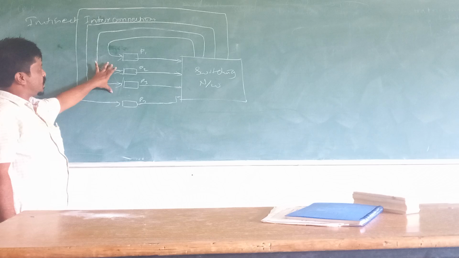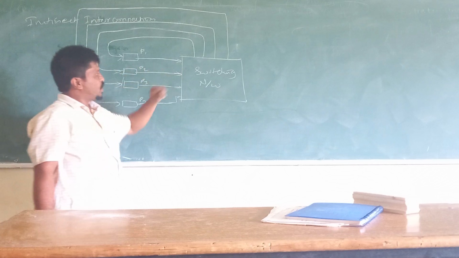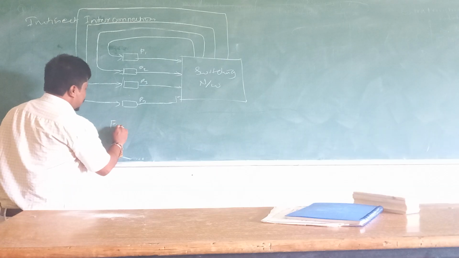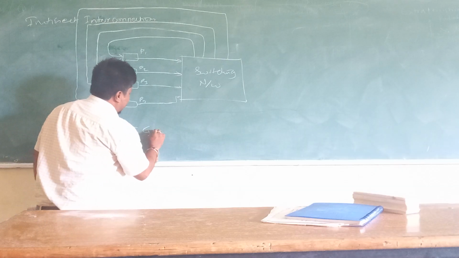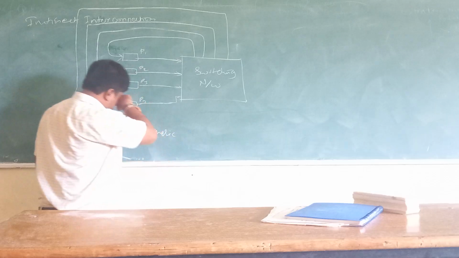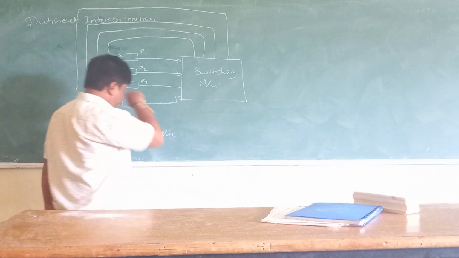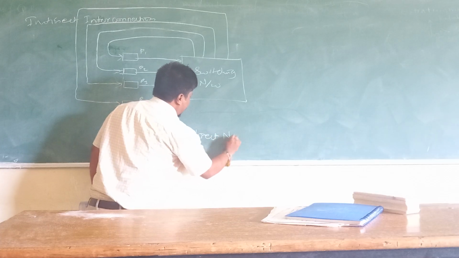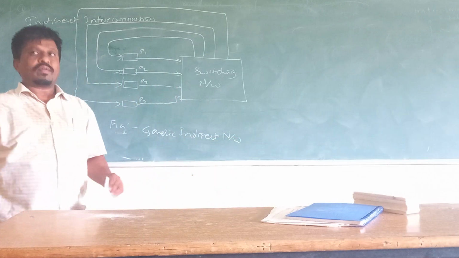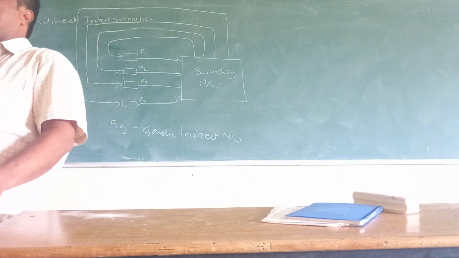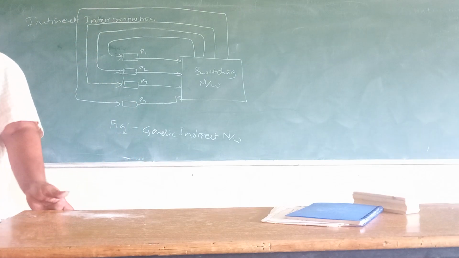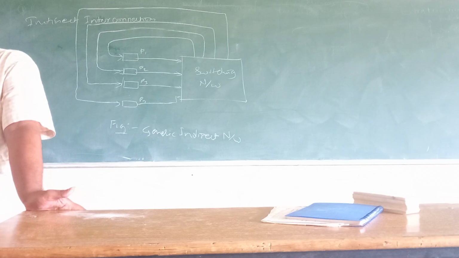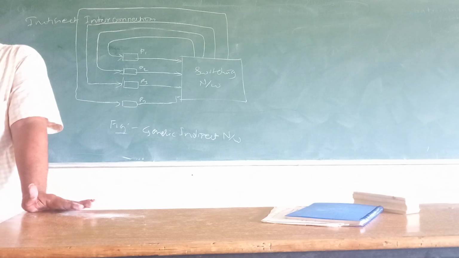There are a number of switches and processors. These are all connected to the switching network. This we call a generic indirect network. This figure is the general type. There are two examples for the indirect interconnect network: one is the crossbar, another is the omega network. These are the two examples for the indirect networks.